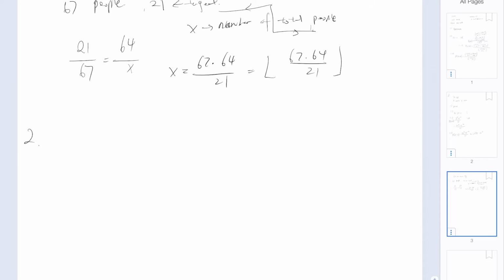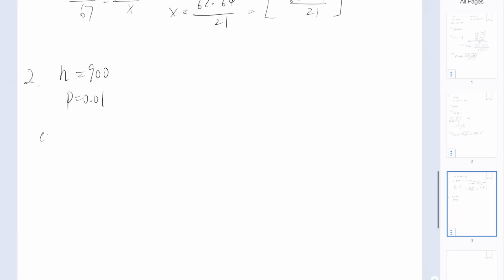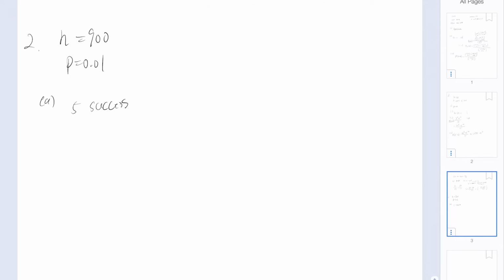For the second problem, I perform 900 independent Bernoulli trials with individual success probability of 0.01, so n equals 900 Bernoulli trials. We want to calculate the exact probability of 5 successes. Remember, a binomial distribution is basically a lot of Bernoulli trials combined. So if we perform 900 independent Bernoulli trials, it's just like a binomial distribution.